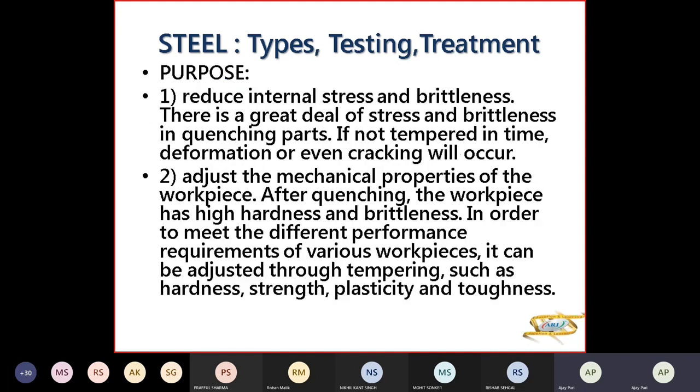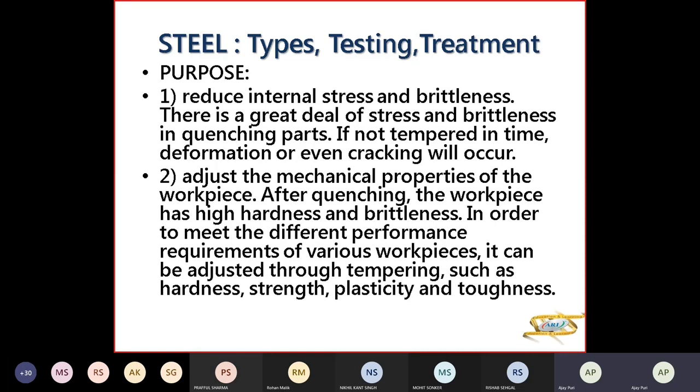So what is the purpose of tempering? Now, if you are making it too hard, you have a lot of stresses inside and brittleness in this. So you are reducing your internal stress and making it less brittle. Because if you do hardening and if you don't do tempering in time, then the material is going to crack. So the first purpose is to reduce your internal stress and internal brittleness.